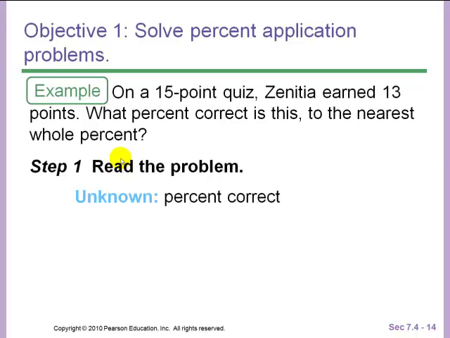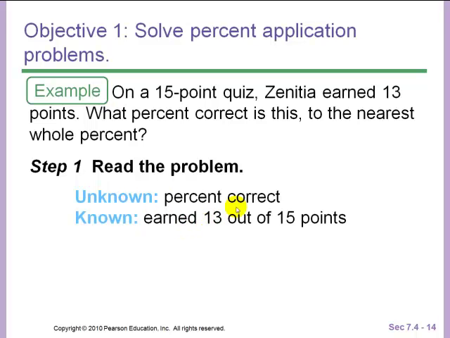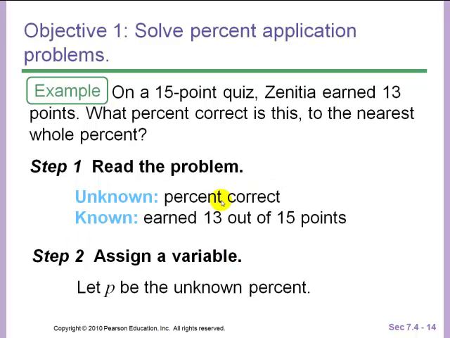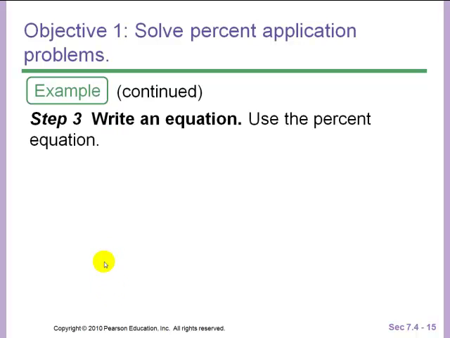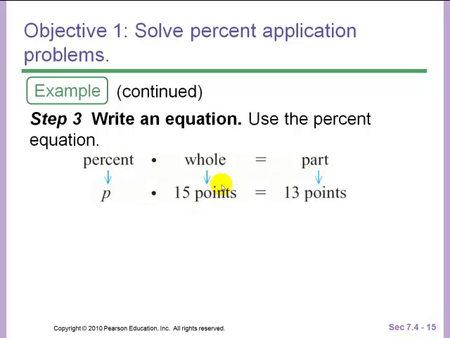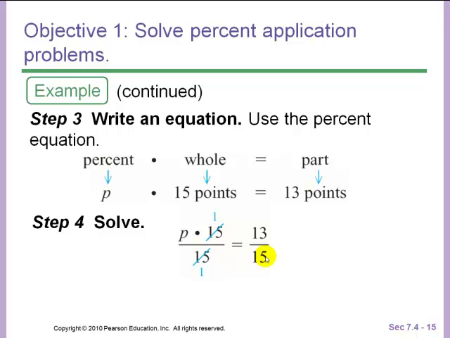Okay, read the problem. Our unknown is the percent that was correct. What is known is that she earned 13 out of 15 points. Our variable for our unknown percent will be p. Our equation, again, we're using the percent times whole equals part. The percent is unknown. The whole is how many points were available on the test, which is 15. The part is what she got correct, which is 13. Solve this, divide both sides by 15, and we get a repeating decimal.